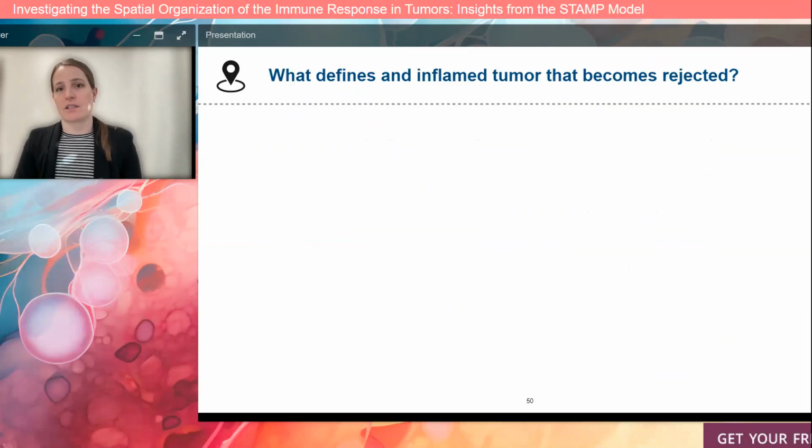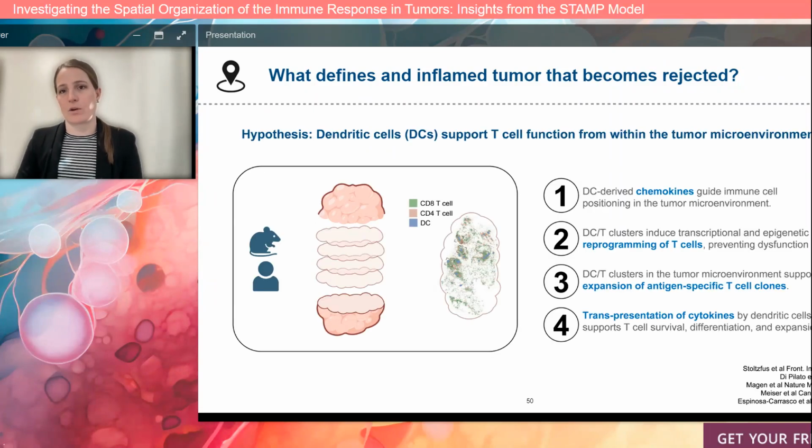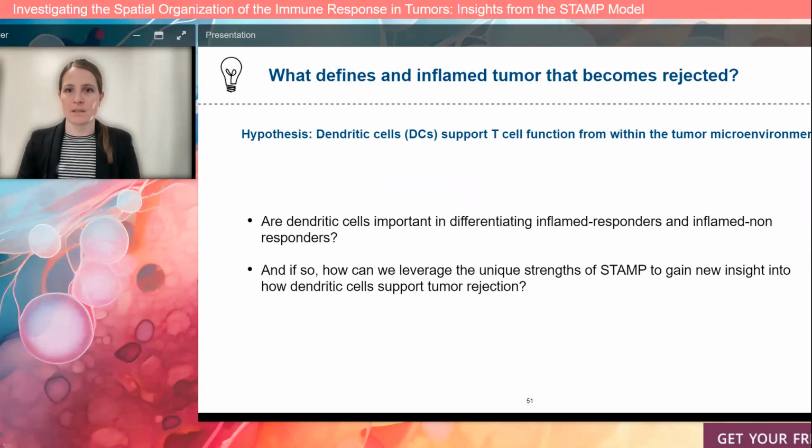So we had a number of hints from the literature that dendritic cells might be important in supporting T cell function from within the tumor microenvironment and may underlie this difference. And this could be through a number of mechanisms, through chemokine production, inducing transcriptional and epigenetic changes in T cells, expansion of antigen-specific T cell clones, or transpresentation of cytokines and other survival and functional factors for T cells. So we had the hypothesis that dendritic cells may be important, and we wanted to know, are they important in differentiating responders and non-responders? And if so, how can we leverage the unique strengths of STAMP to gain new insight into how dendritic cells support tumor rejection?